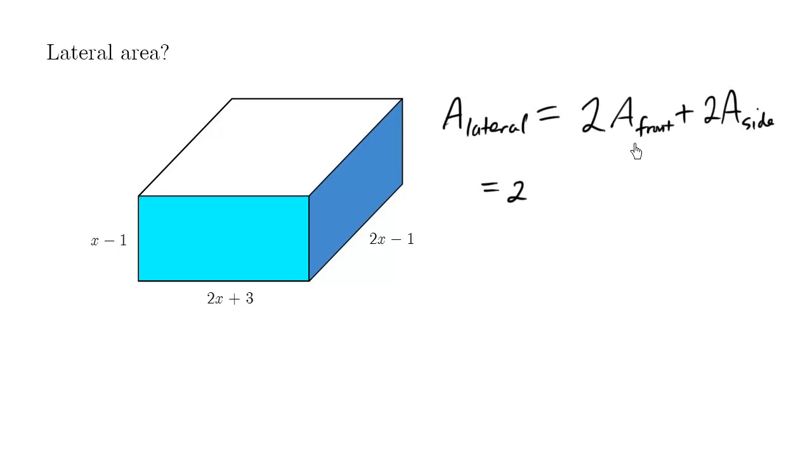So this here is equals to 2 times area of the front is going to be bottom times the height, which happens to be 2x plus 3 times x minus 1, plus 2 times area of the side, and the area of the side would be this rectangle, and the formula for a rectangle would be the bottom, 2x minus 1 times the height. Now this height happens to be x minus 1.